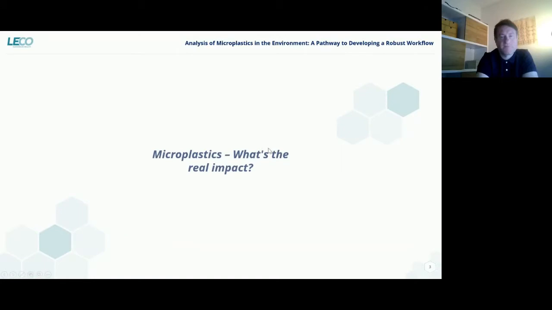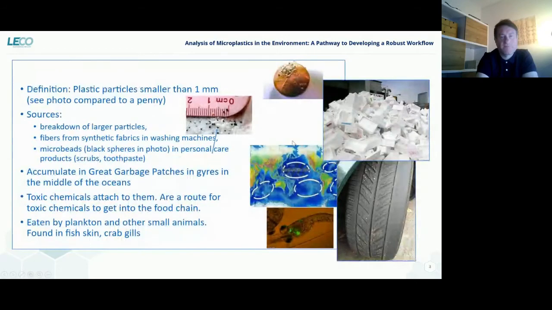So what's the real impact? I think at the moment, it's a lot of guessing, a lot of educated guessing. The prevalence is wide, of course. And we know that we've got a lot of different factors to consider. So we know the sources, larger particles breaking down, synthetic fabrics and so on. We know the accumulation in the oceans and so on.